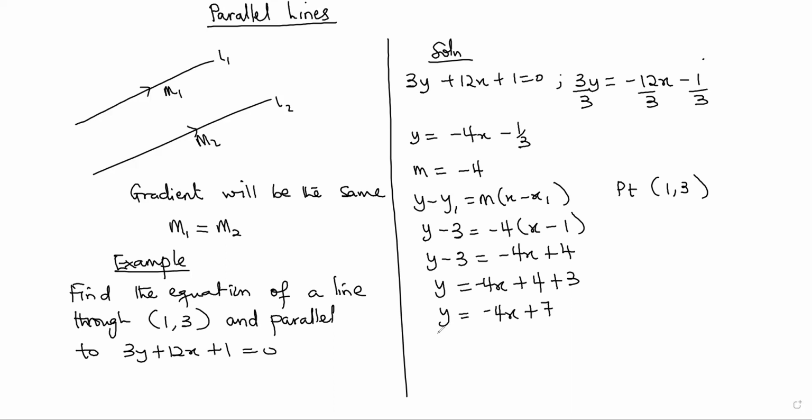Or we can also leave it in the standard form. So this one comes, it turns positive 4x, then plus y minus 7 equal to 0. So this is the equation of the line. Let's take another question.